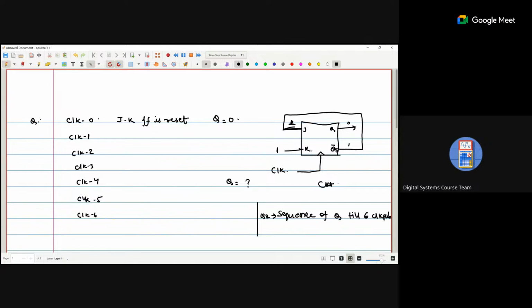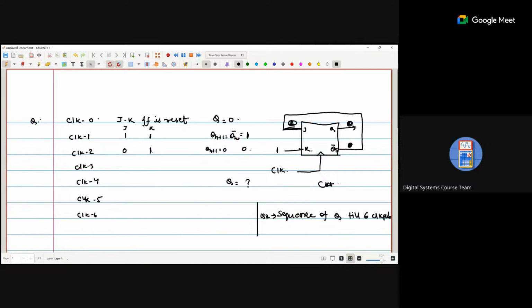Now when the first clock pulse is applied, J and K both are 1. So I mark J and K both as 1. When J and K both are 1, the output Qn plus 1 is Qn bar. So if Qn is 0, Qn bar is 1. So that is 1. Now this is 1, that means this is 0. 0 is applied here. Now at clock pulse 2, J is 0, K is 1. When J is 0, K is 1, Qn plus 1 becomes 0. So output is 0.